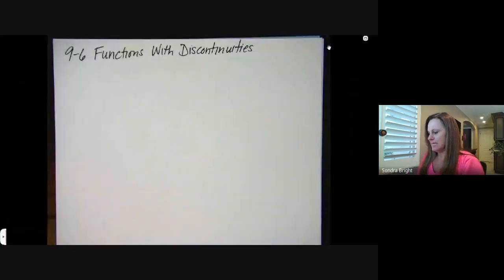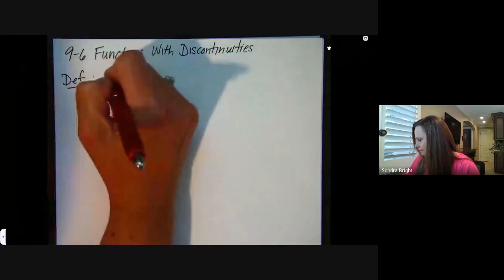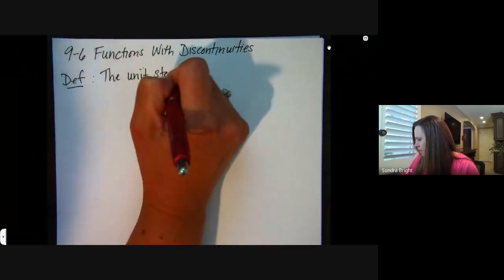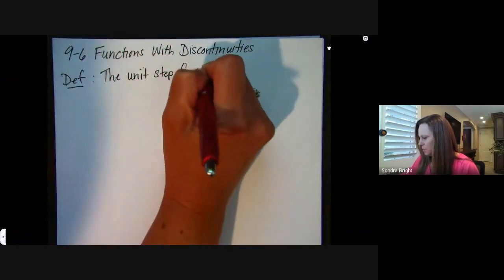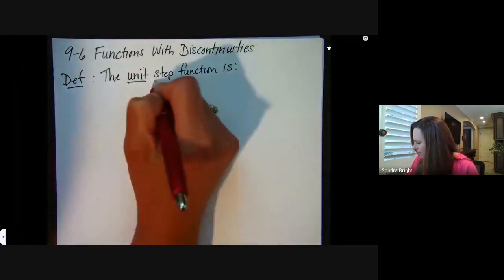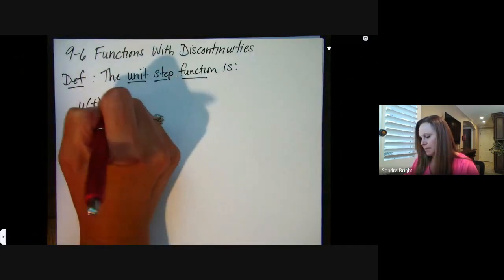Section 6, functions with discontinuities. All right, so let's start with the definition. The unit step function is defined to be u of t, and it's a piecewise function, right?